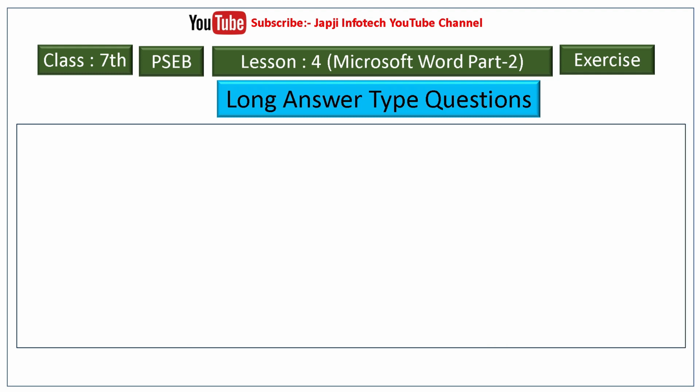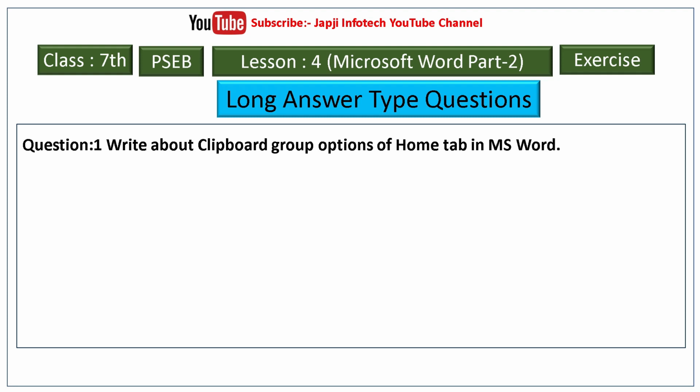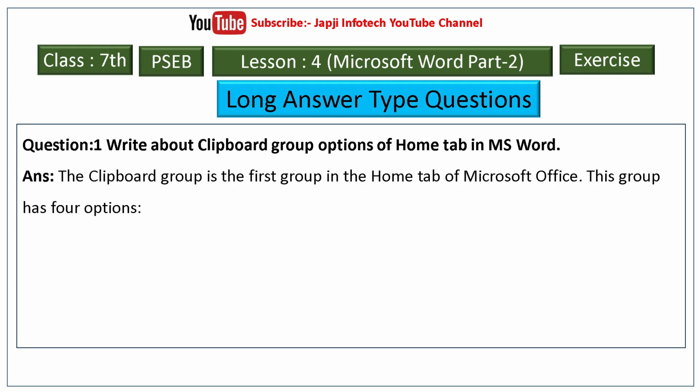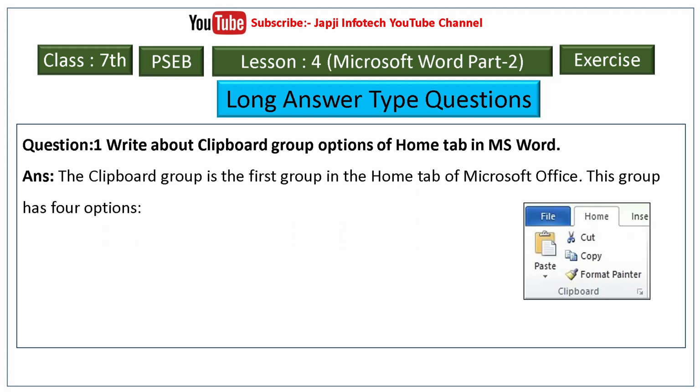So now we will learn about long answer type questions, and the first question is, write about clipboard group option of Home tab in MS Word. So the clipboard group is the first group in the Home tab of Microsoft Office. This group has 4 options. The first one is paste. It is used to paste the copied or cut content.